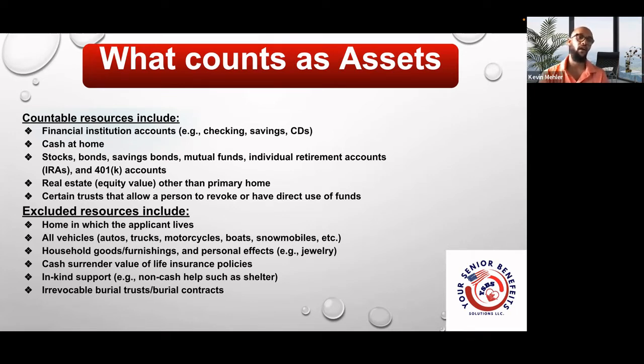As I mentioned, we have here, for instance, the home that you reside in, the vehicle that you own and that you actually actively use. You're not renting it out and making money off of it. Any sort of household goods, furniture, personal effects like jewelry, etc. And then also if you have some sort of life insurance, like a whole life insurance policy that has a cash surrender value, they are not included, okay? And then in-kind support, like non-cash that helps as shelter, or revocable burial trusts, burial contracts, plots, etc.